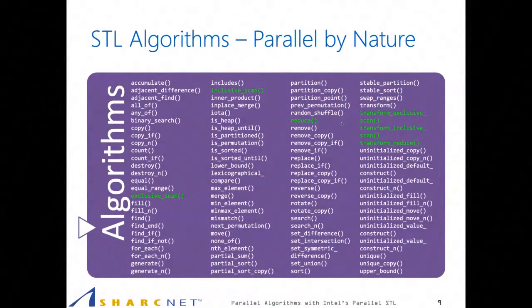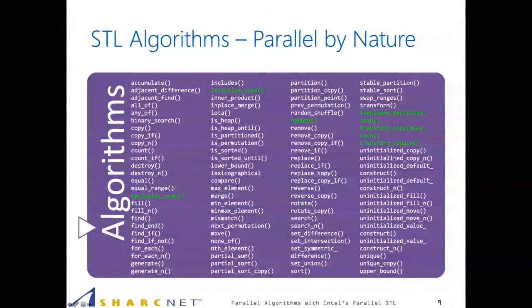But also there are some algorithms that are parallel by nature, so there is actually no version that doesn't accept the execution policy as the first argument. These are exclusive scan, inclusive scan, reduce, and the other two versions, transform exclusive scan and transform reduce.